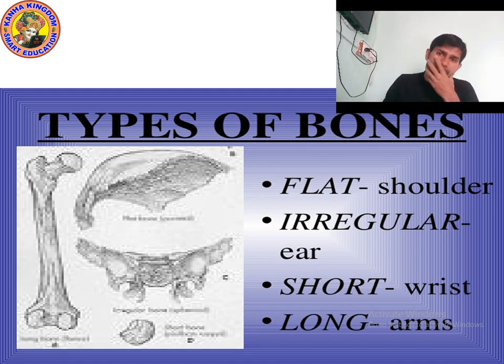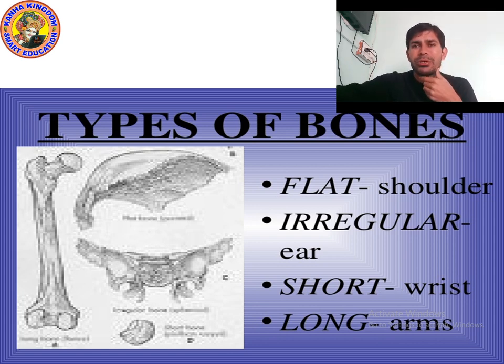Actually, the small bones found in the backbone are known as vertebra, or you can say vertebrae. Short bones: wrist bone and finger bones are short bones. Long bones: femur, humerus, arm bone are long bones. I hope you understood. Now let's move on to the next point.